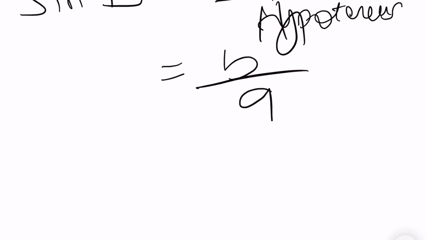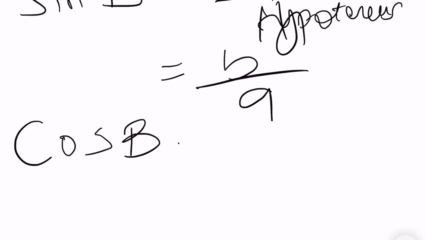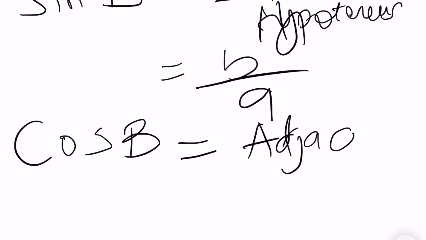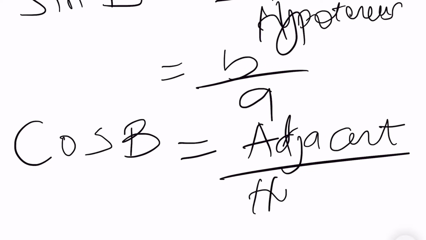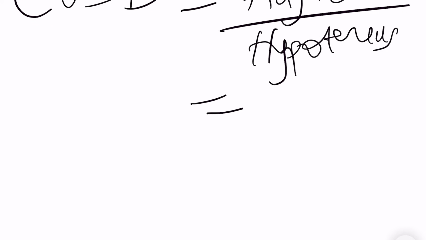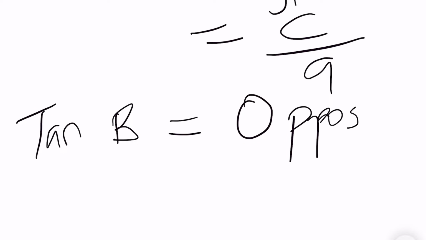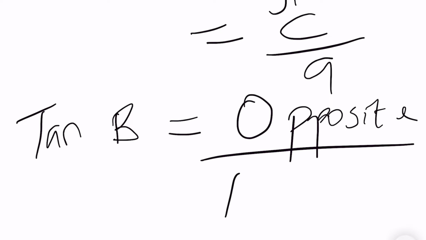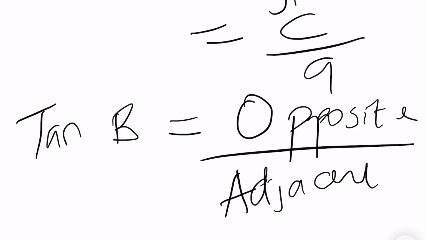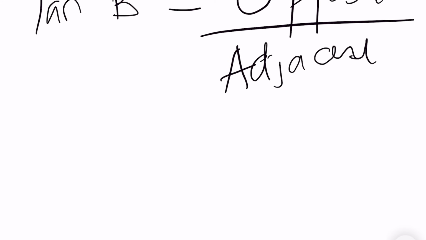Then we have our cos B, which is adjacent over hypotenuse, in which we have it to be C over A. And we have our tan B to be opposite over adjacent, where we have it to be B over C.